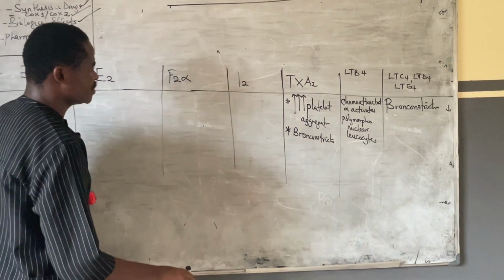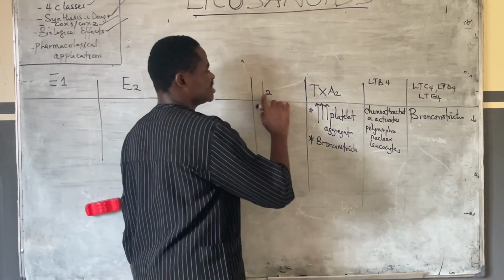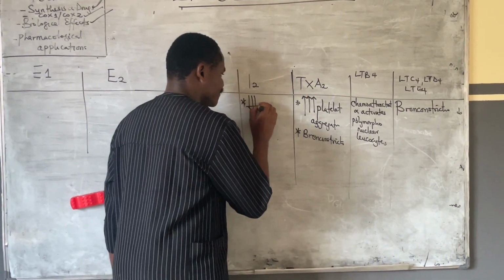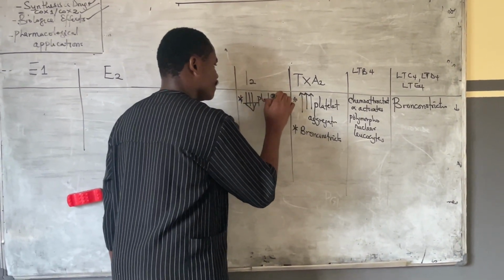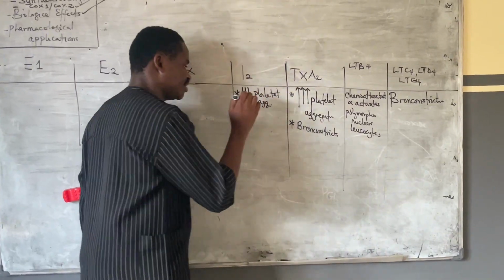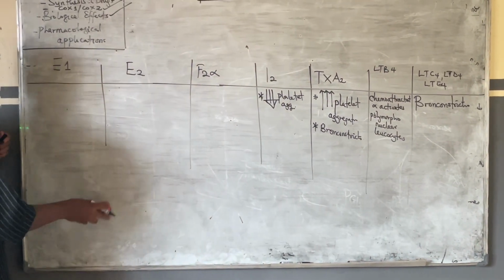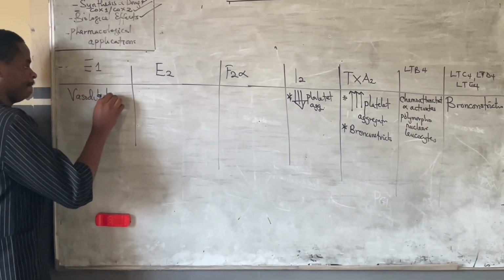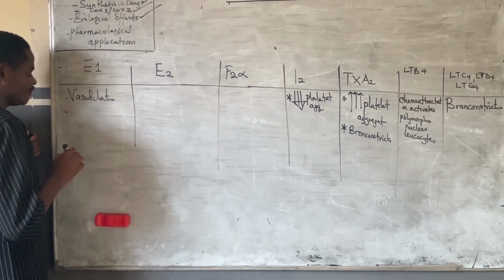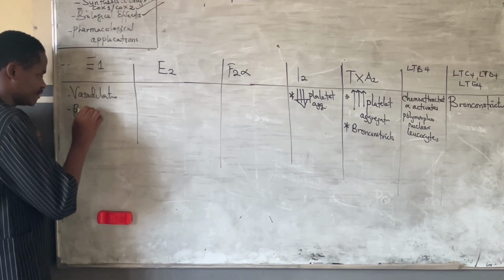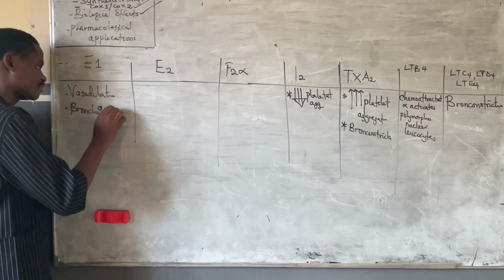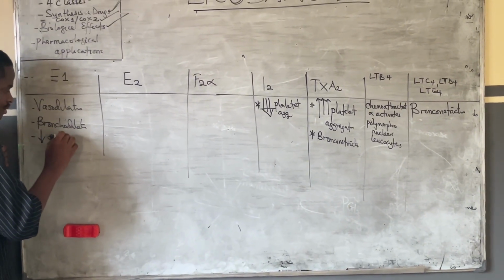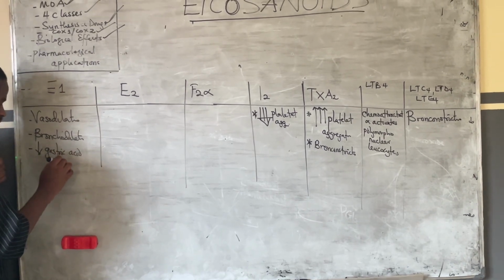Now, so I take it a little further. The only difference between I2, which is prostacyclin, and this is that this one will cause a fall in platelet aggregation. And let me take it from this side. Now, important again, this one here, E1, is useful for vasodilation, is useful for bronchodilation, and is useful for a fall in gastric acid secretion.